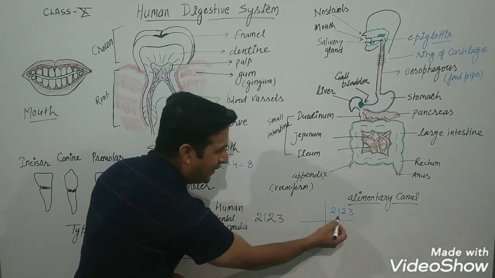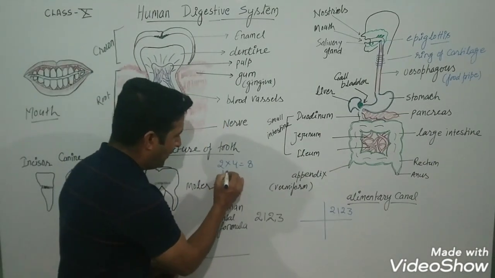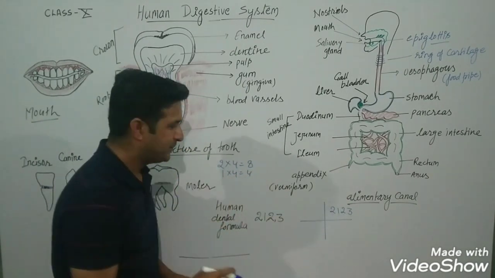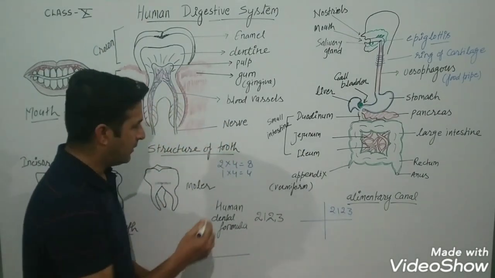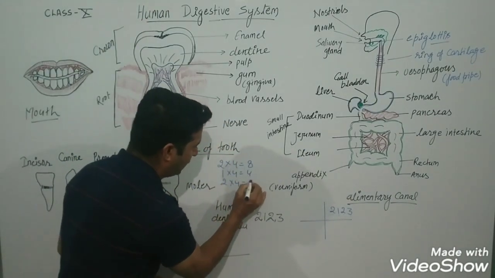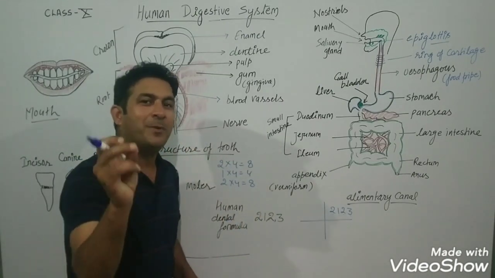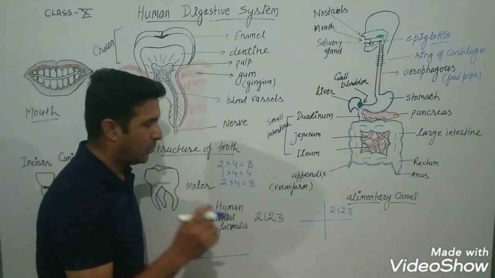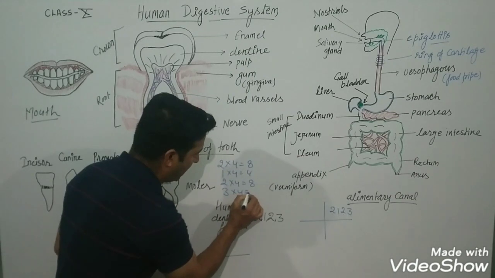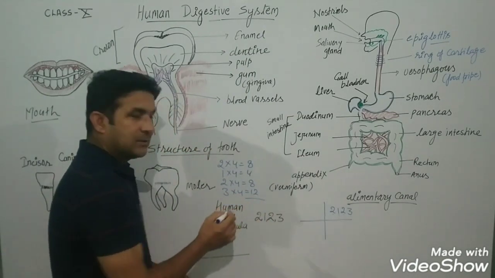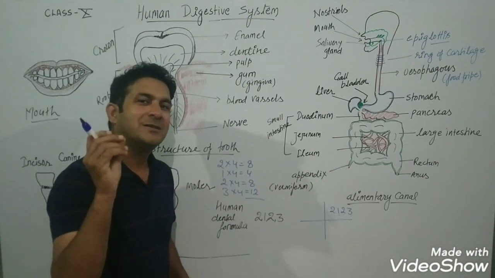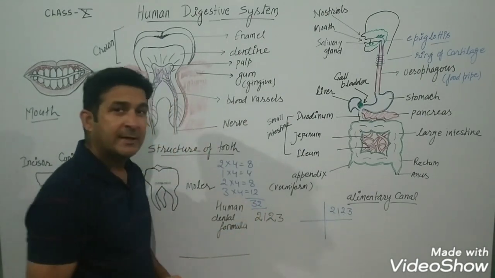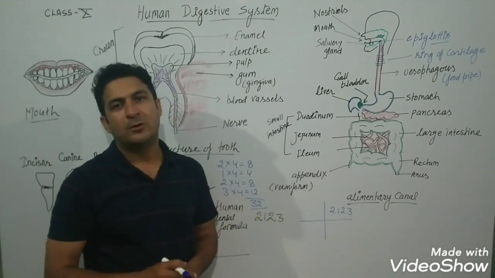Then 1 is canine. 1 multiplied by 4 equals 4 canines. Total number of canines in our mouth is 4. Then 2 are premolar. So 2 multiplied by 4 equals 8. Total number of premolars in our mouth is 8. And the last 3 is molar. So 3 multiplied by 4 equals 12. So total number of molar teeth in our mouth is 12. If you count the total number of teeth, it is 32. So a human adult has 32 teeth.